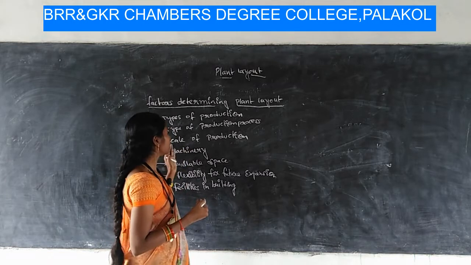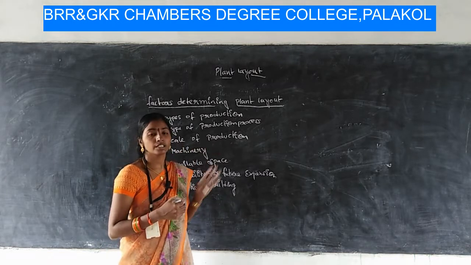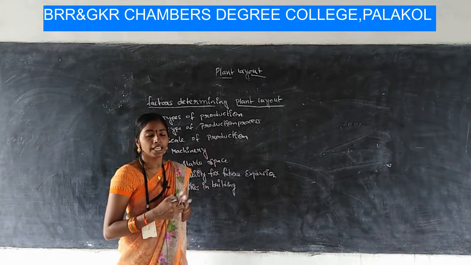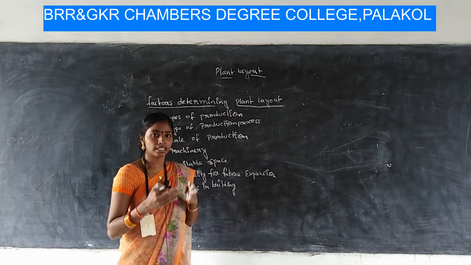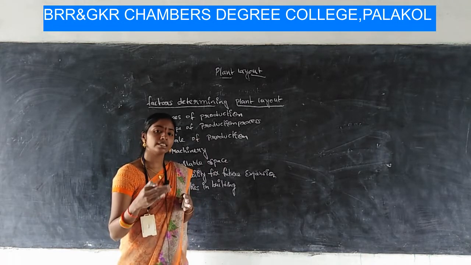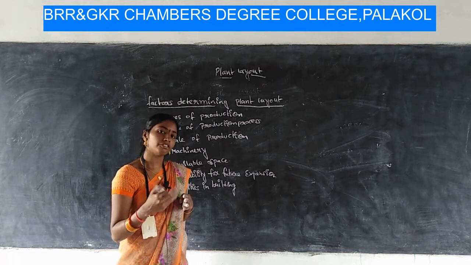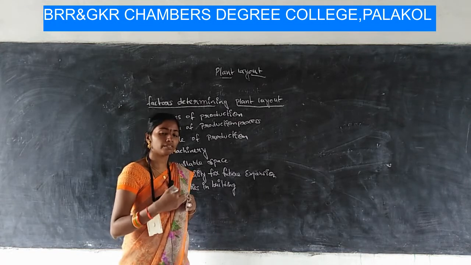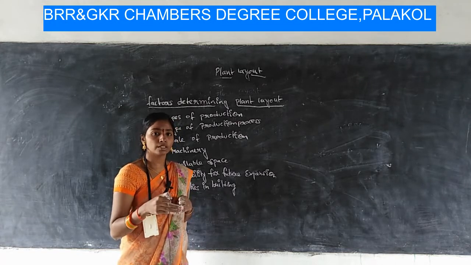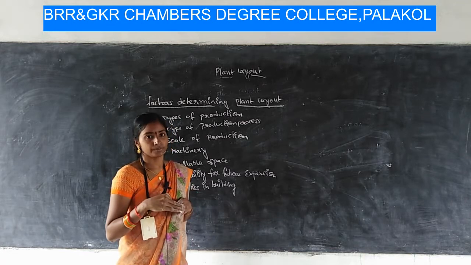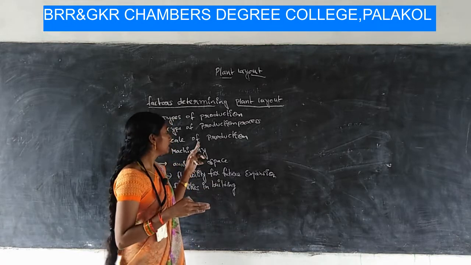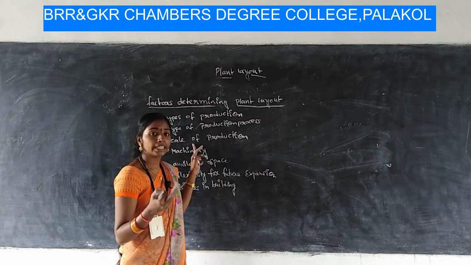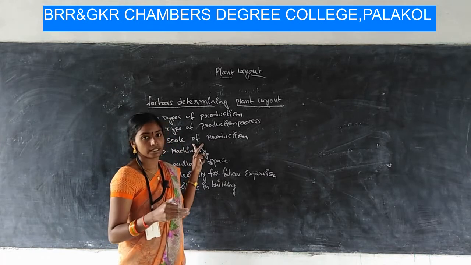Okay, and next one, scale of production, which is nothing but production activities. If the organization is producing large scale production, then it needs a different kind of layout when compared with the organization which produces small scale production. Depending upon the production scale, the plant layout will change in the organization.